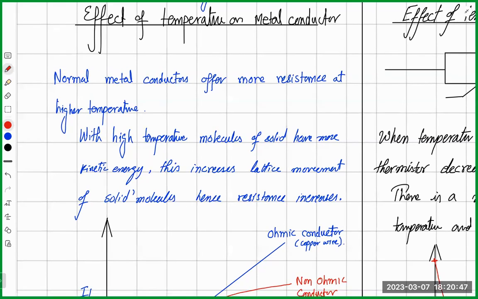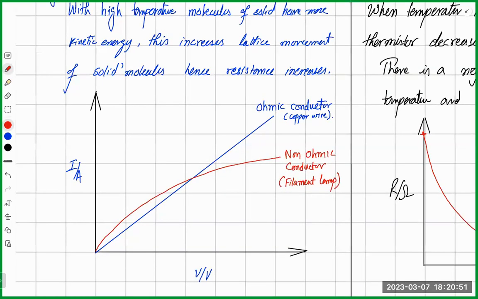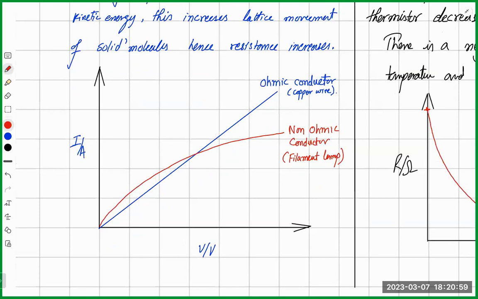Here we have this graph. This is the current against voltage graph. I have drawn two different graphs, one with the blue line and one with the red line. The one with the blue line is known as an ohmic conductor. An ohmic conductor means a conductor that obeys Ohm's law. Ohm's law is that current and voltage are directly proportional to one another.